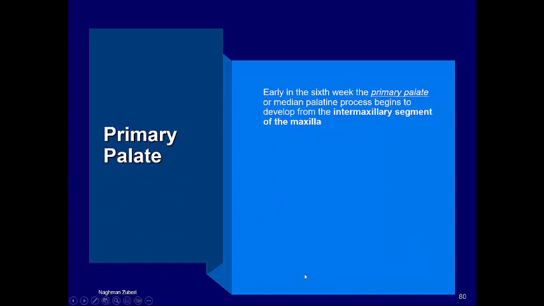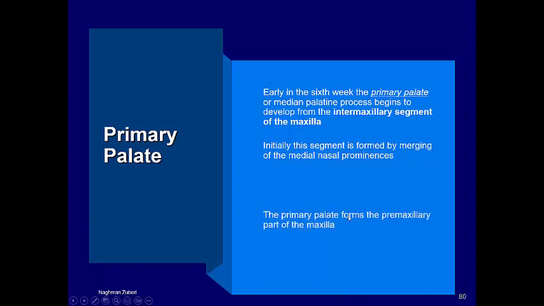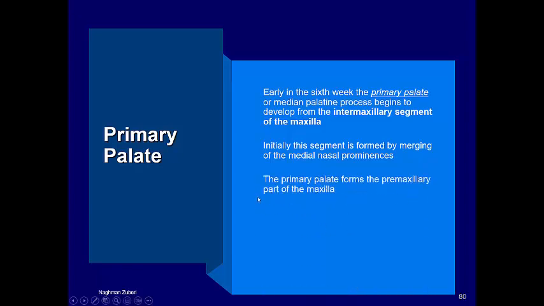Primary palate. Early in the 6th week, the primary palate or median palatine process begins to develop from the intermaxillary segment of the maxilla. Initially, this segment is formed by merging of the medial nasal prominences. The primary palate forms the premaxillary part of the maxilla. It represents only a small part of the adult hard palate.